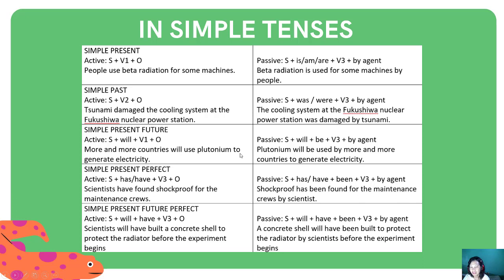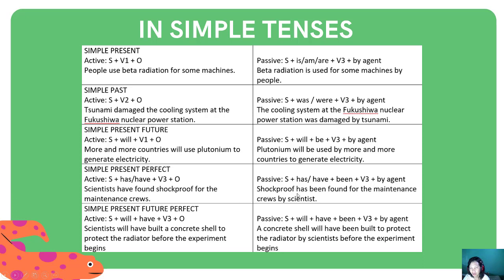So here, to generate electricity cannot be put here, because it shows the purpose. So just leave it here. Simple present perfect. Active: subject has, have plus verb 3 plus object, and then passive: subject has or have been. Don't forget. So we use the verb 3, past participle of to be, been, plus verb 3 by agent. Scientists have found shock proof for the maintenance crew.